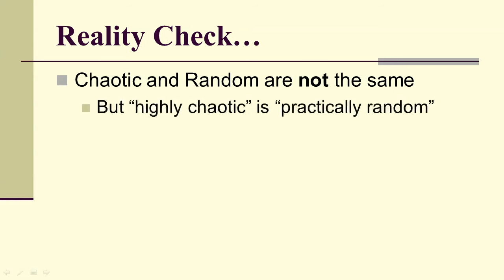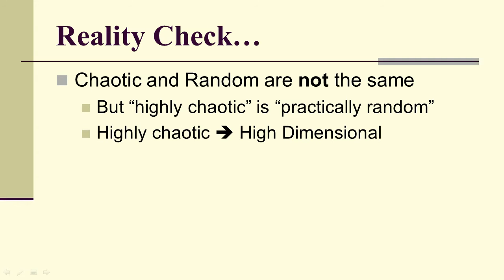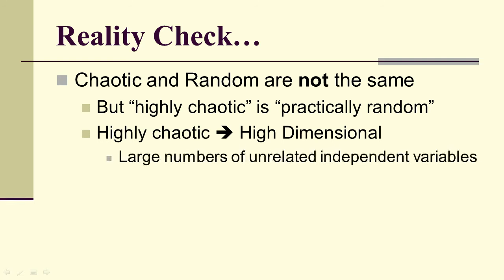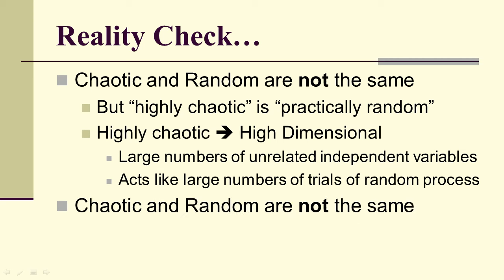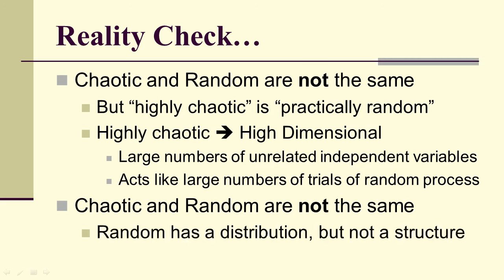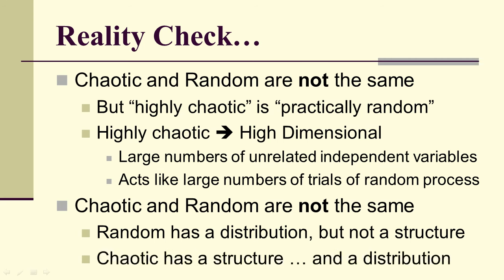However, if it's highly chaotic, then it's also practically random. So highly chaotic means it's complex and in an extremely high dimensional context. Large numbers of unrelated independent variables act like large numbers of trials of random processes. So chaotic and random are not the same. Random has a distribution but not a structure, whereas chaotic has a structure and a distribution.